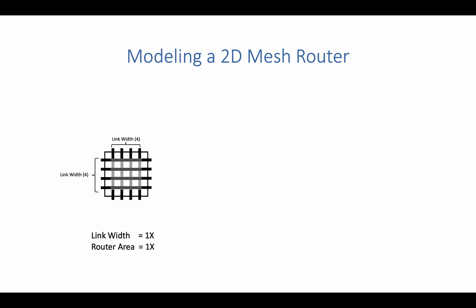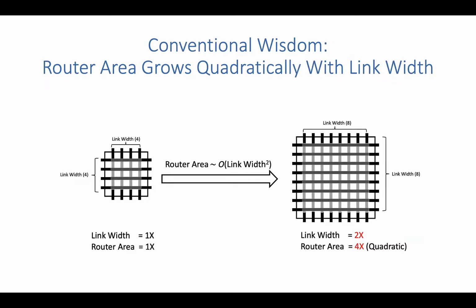The router itself is parameterized by the link width, which is the number of ports in each direction. Conventional wisdom states that as we increase the link width, the router area must grow quadratically. So if we double the link width from 4 to 8, the router area will quadruple in a quadratic relationship. In NoC Symbiosis, we demonstrate that conventional wisdom is flawed, because conventional wisdom oversimplifies the characteristics of routers.